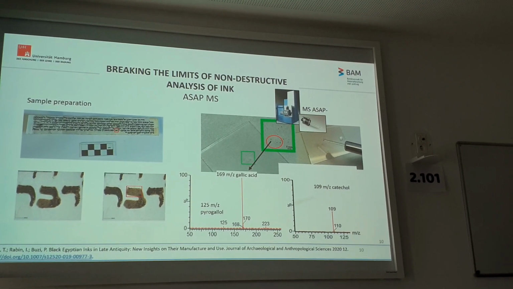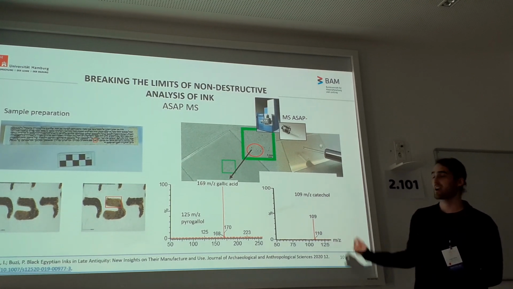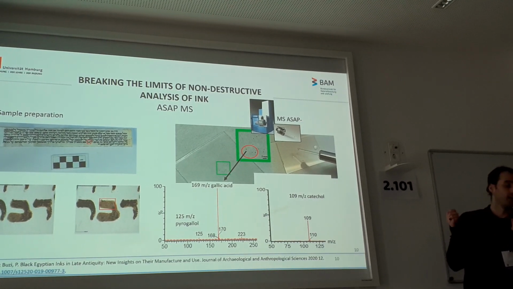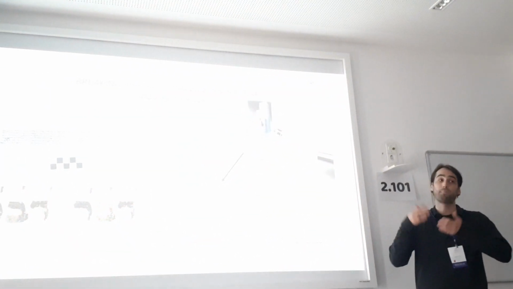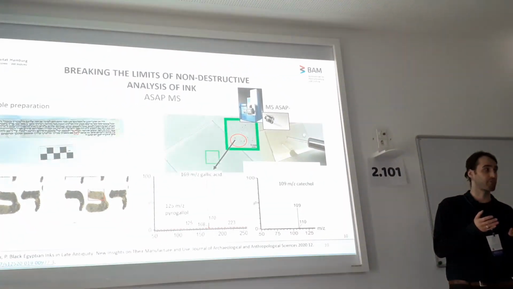In this case, we were able to identify gallic acid and pyrogallol. The pyrogallol is the smallest fragment of phenolic compounds that gives us a hint that hydrolyzable tannins were used for production of such an ink, pointing towards the source of gallnuts for the preparation of this ink.